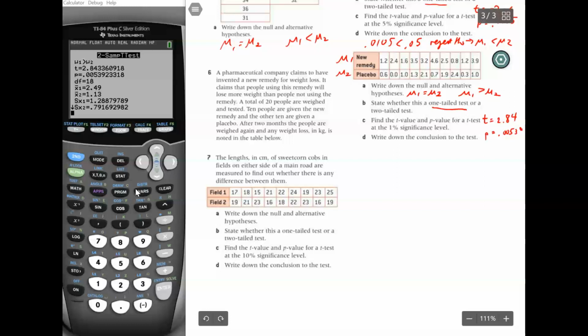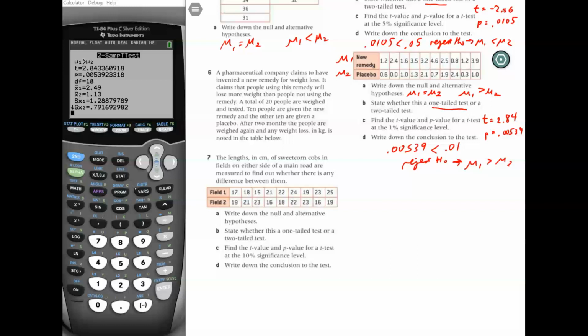0.00539. Okay, and now we're going to compare 0.00539 to the 1% significance level. It is smaller, which means that we are going to reject the null hypothesis, which means that the new remedy works, right? mu1 is greater than mu2 is our conclusion. Okay, it's nice to write that in a sentence on the exam instead of writing down math equations, but again, I am using a stylus, so that's why I'm writing it briefly.